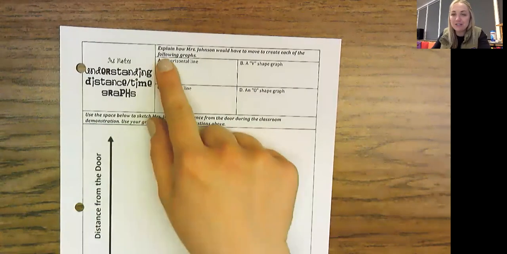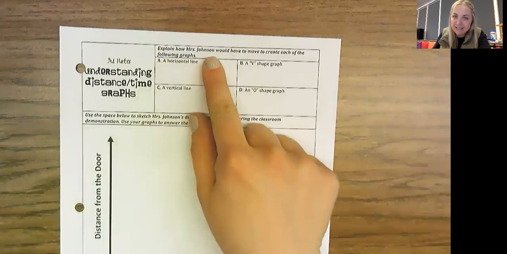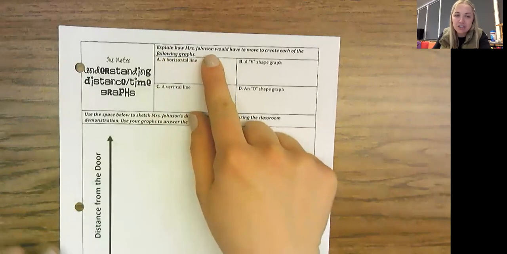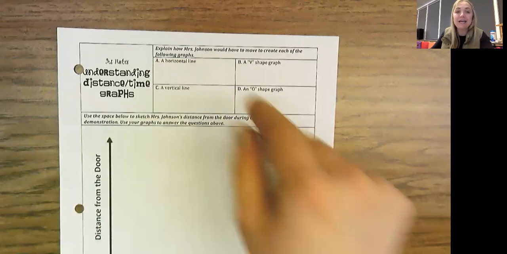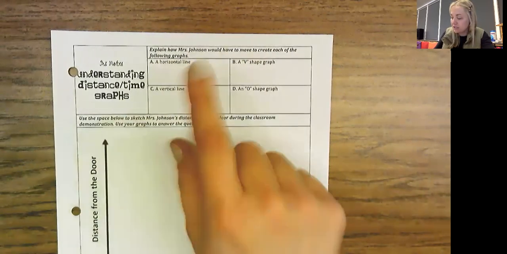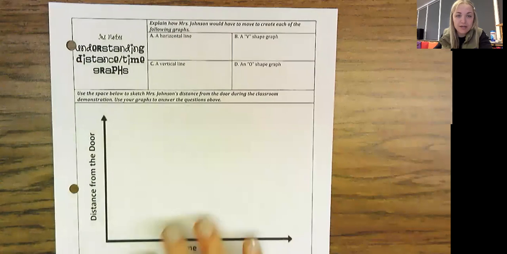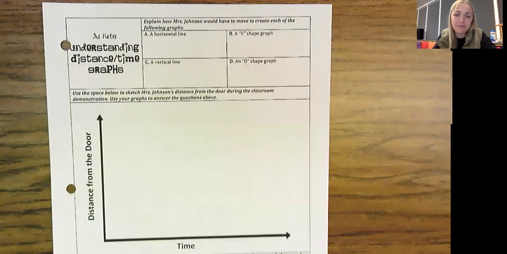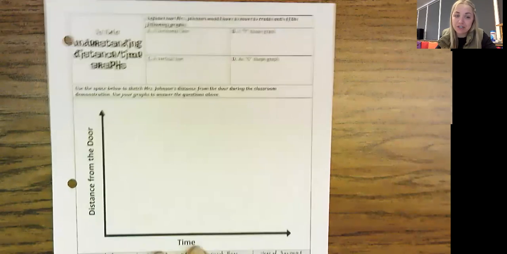So you are going to follow along, and we're going to eventually get to the point where we can explain how Mrs. Johnson would have to move in front of the class to create each of the following graphs: a horizontal line, a V-shaped graph, a vertical line, and an O-shaped graph. You don't know what I'm talking about yet. That is A-okay. So you are going to use the space below to sketch Mrs. Johnson's distance from the door during the classroom demonstration. Use your graphs to answer the questions above.